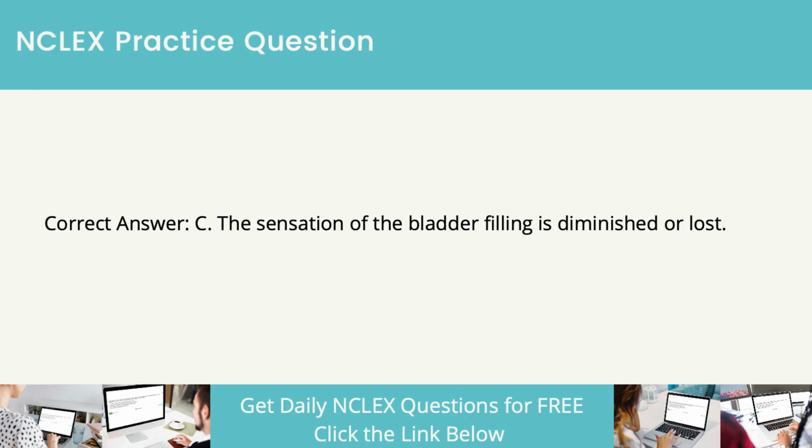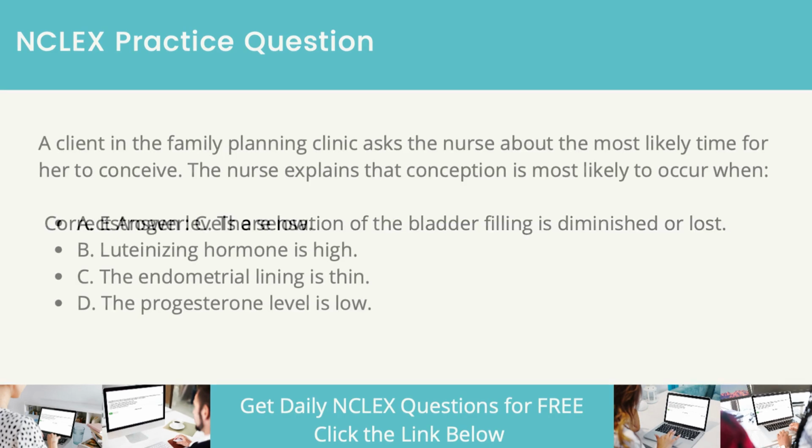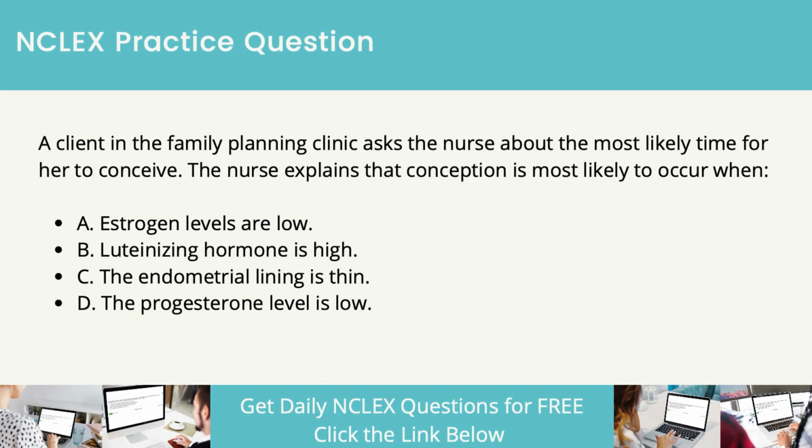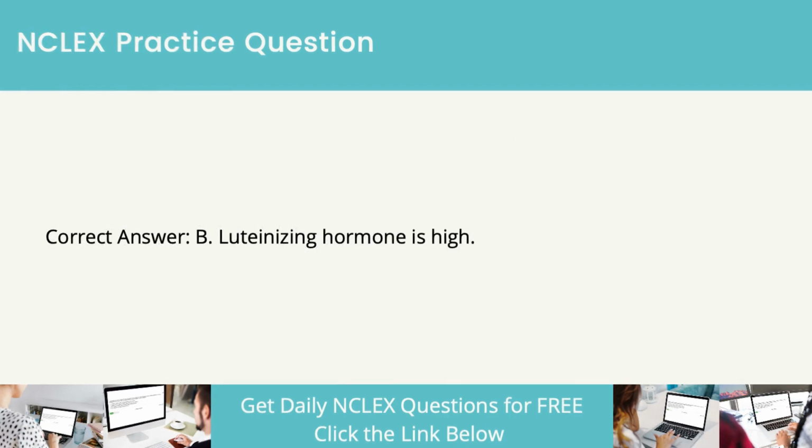A client in the family planning clinic asks the nurse about the most likely time for her to conceive. The nurse explains that conception is most likely to occur when estrogen levels are low, luteinizing hormone is high, the endometrial lining is thin, or the progesterone level is low. The correct answer is luteinizing hormone is high.